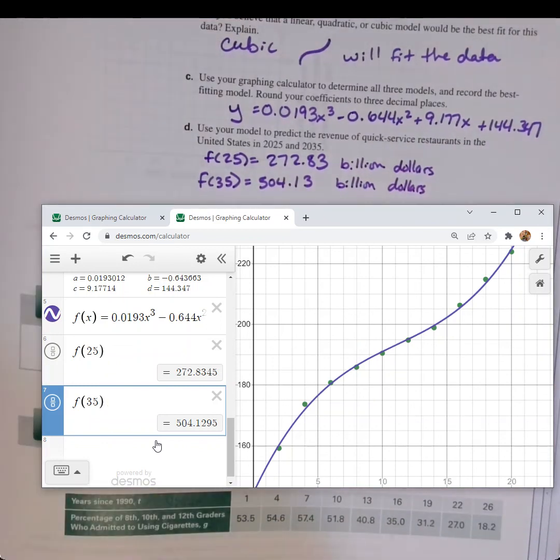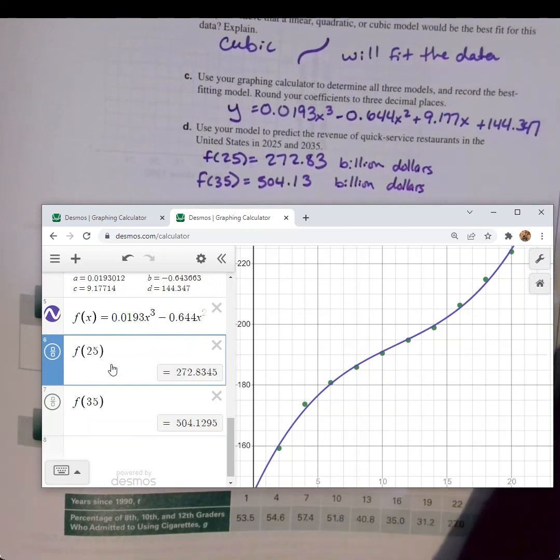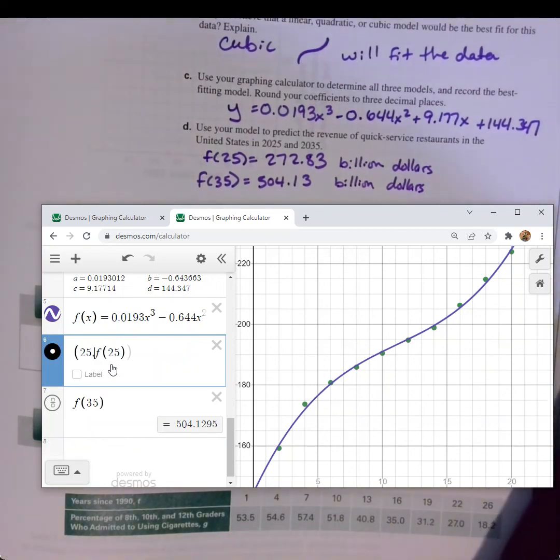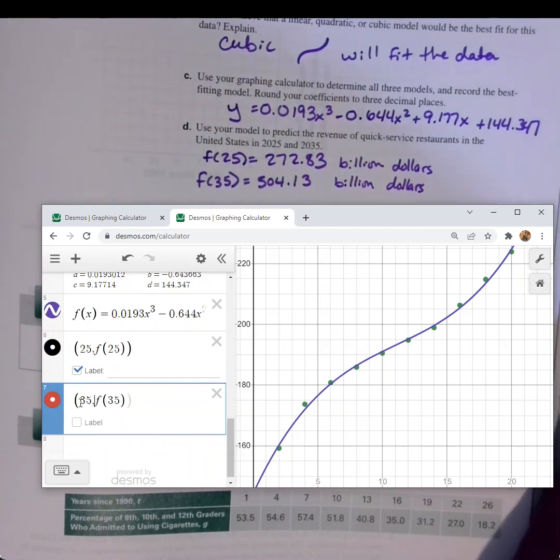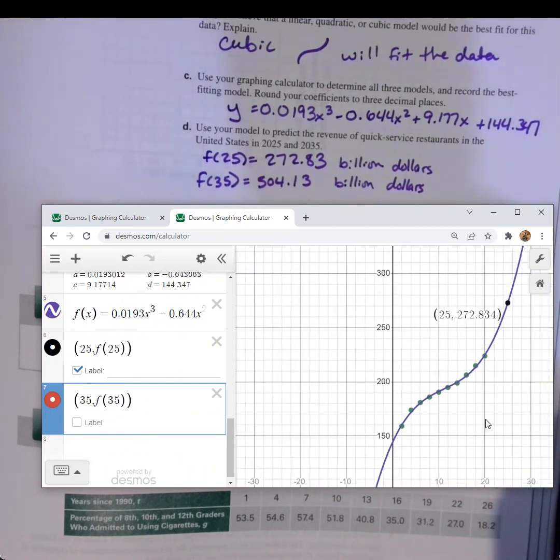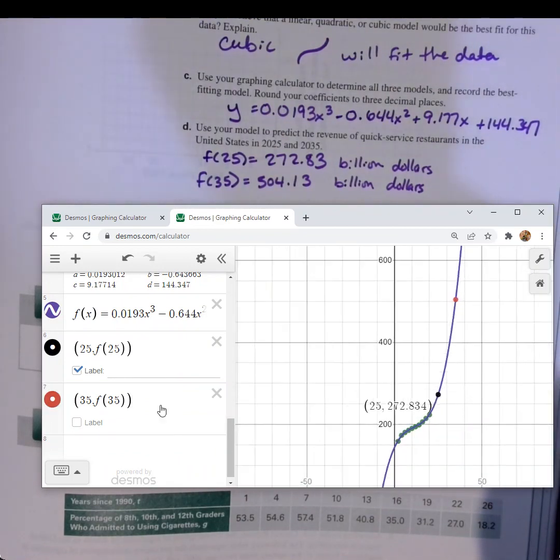Okay, so which prediction do you have the most confidence in? So I'm going to actually graph these as ordered pairs. So this would be the ordered pair 25, comma, f of 25. I'm going to label that one. And then the other one would have been the ordered pair 35, comma, f of 35. And I'm going to label that ordered pair and zoom out till I can see them. All right, so I forgot to label it. So obviously the 35 prediction is much further away from the data.